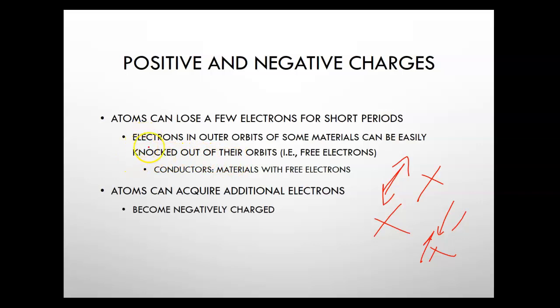Again, atoms can also lose a few electrons in a short period of time, then they gain them back. That's static electricity. Electrons in the outer orbit of some materials can be easily knocked out of their orbit. Those are called free electrons. Conductors are materials with free electrons that can be knocked out easily. Atoms can acquire additional electrons and become negatively charged. So that's you walking over the carpet and gaining a lot of charge or losing a charge. So it could be either positively charged or negatively charged.